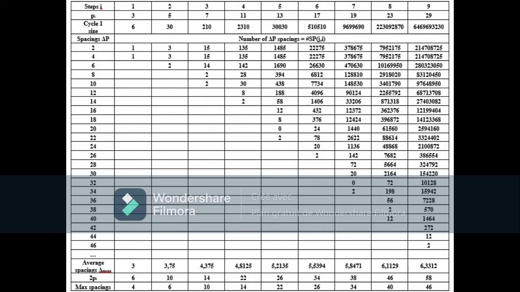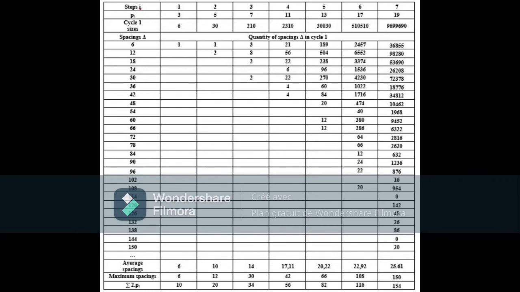Here are the results for the pseudo-prime numbers. Here are the results for the pseudo-twin prime numbers. It is quite easy to get an explanation for the maximum spacings between the pseudo-twin prime numbers in an asymptotical perspective. For more on this, the viewer will refer to our online links at the end of the video.